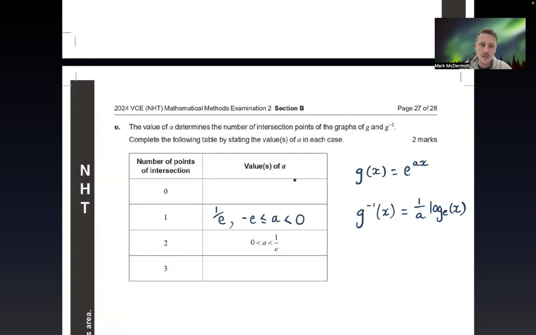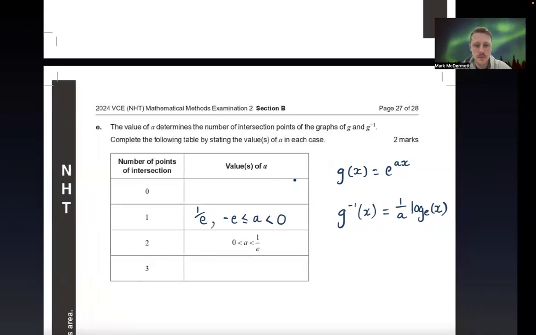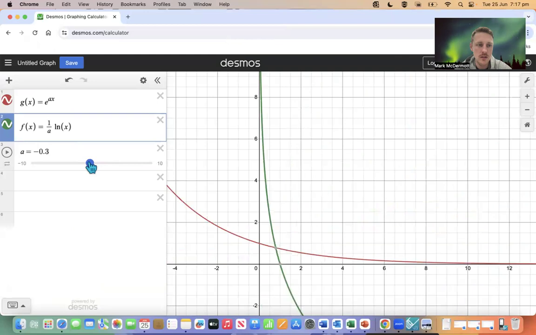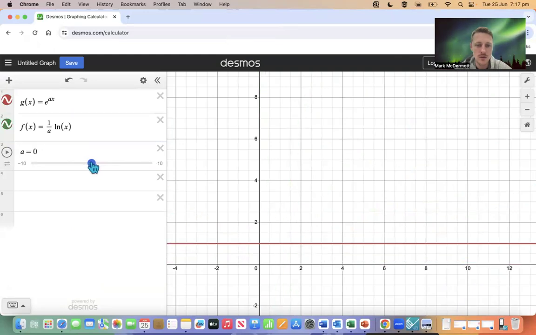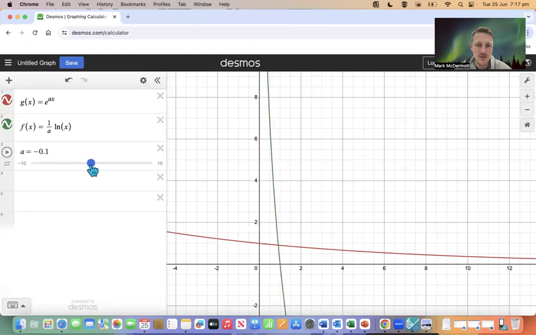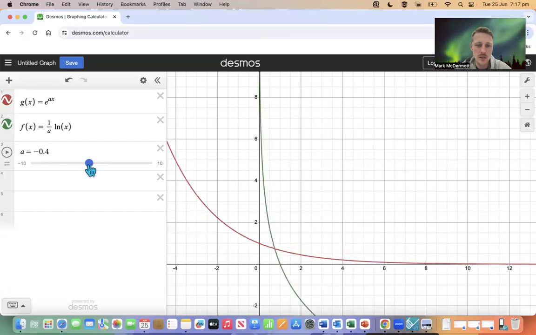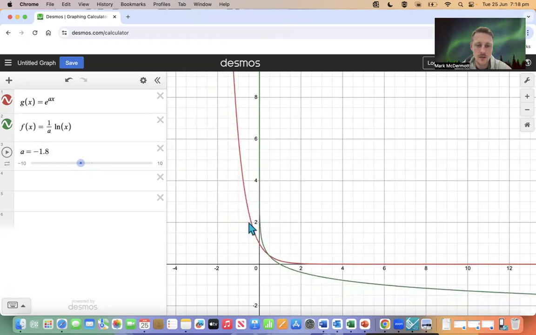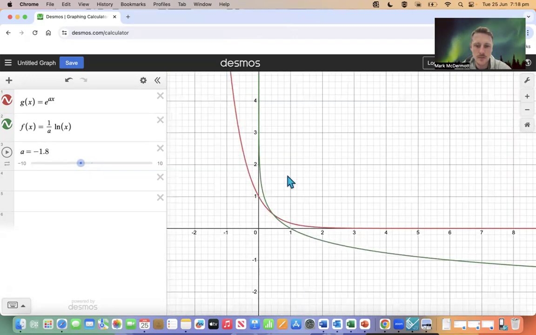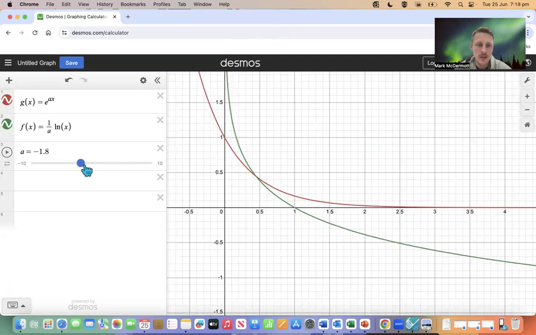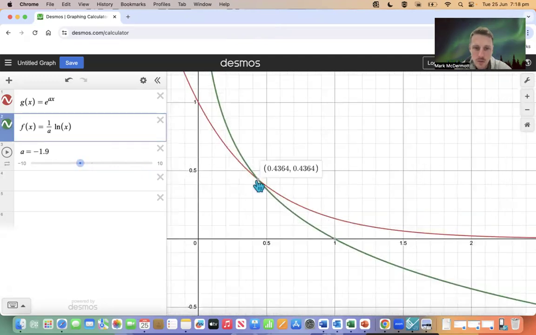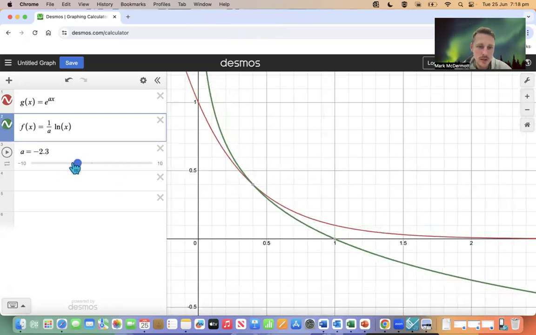Between negative E and 0. So let me explain. Between negative E and 0, so a bit less than 0. Firstly, at 0, the function is undefined. A bit less than 0, you can see they've got 1 point of intersection. Now, it does this weird thing where they sort of come together and there's only one point of intersection, until you get to negative E.